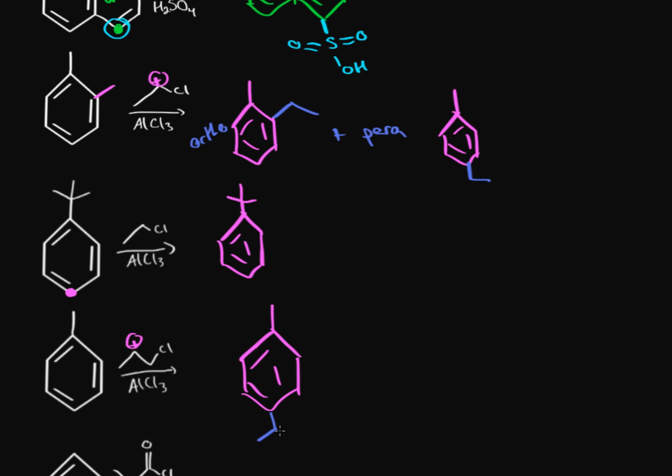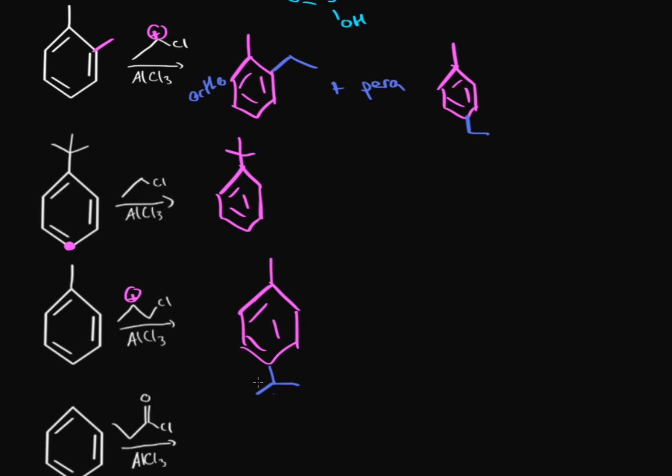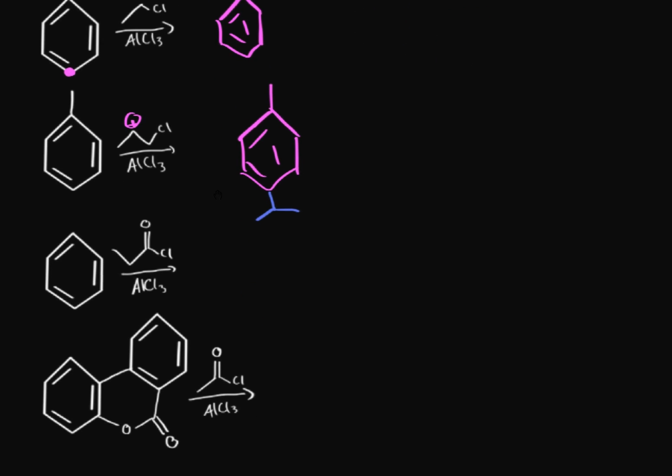So I'm going to draw the para product. So now we have an isopropyl group. That's not what we wanted to add. We wanted to add a propyl group. So how do we do that? How do we add just a propyl group without having rearrangements? Well, we have a new type of reaction called Friedel-Crafts acylation.